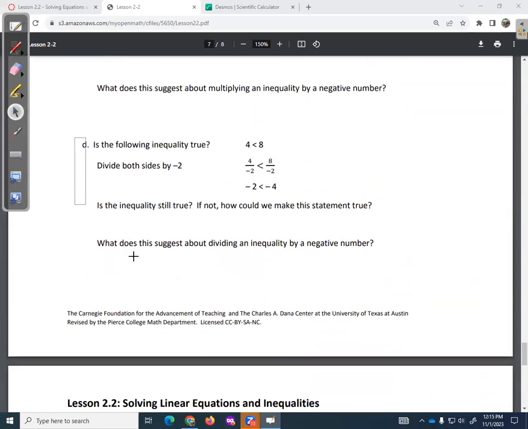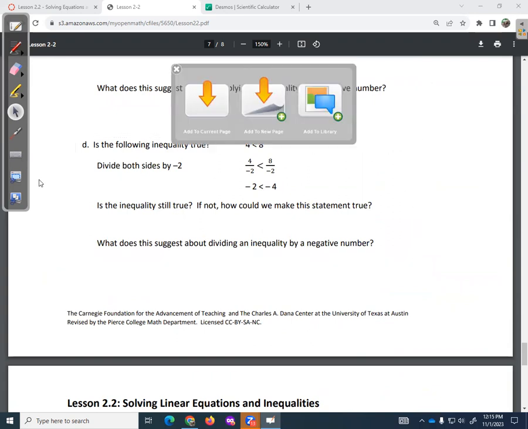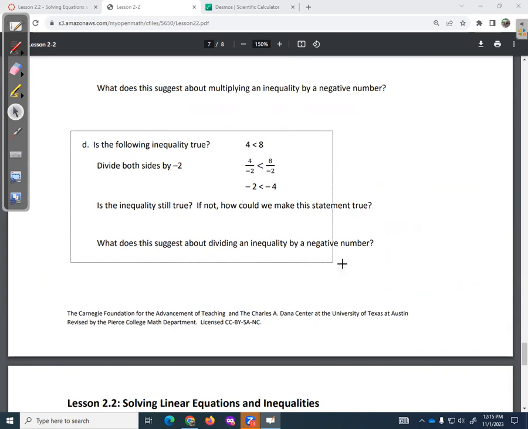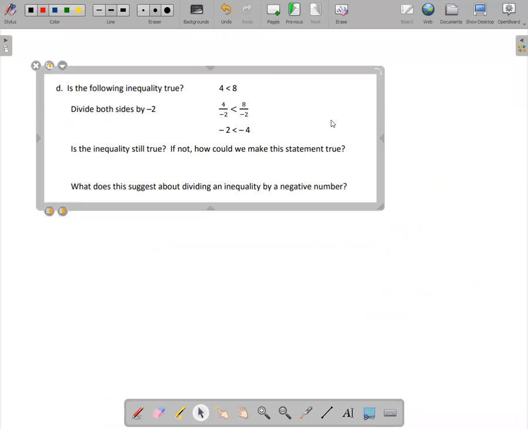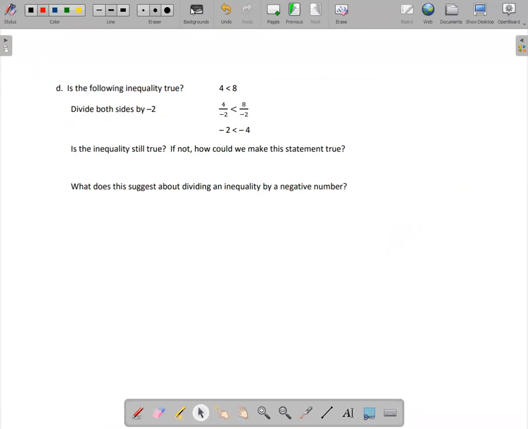So next part of this page. This one does the same thing, but division. So we're going to get to see what I claimed is true in action. In this case, we're asked to divide by -2. So if I divide by -2, 4 divided by -2 is -2, right? Positive over a negative is a negative. 8 divided by -2 is -4.